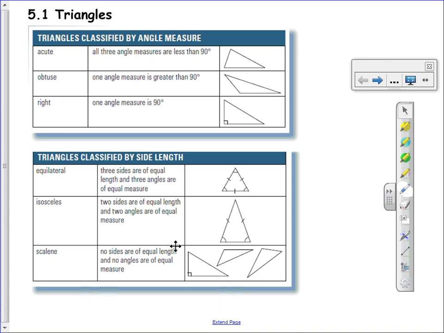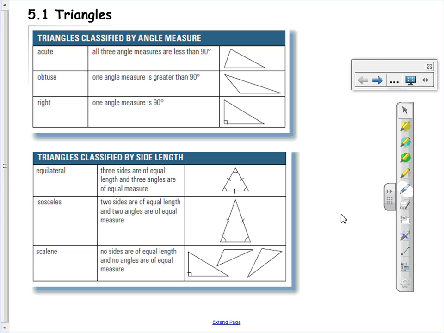In Chapter 5, we are going to be looking at different sided figures, which are called polygons, and the first one we're going to look at is very familiar to you, and it is the triangle. And on this page is just a review. You can find it in your textbook of the different ways that you can classify triangles.